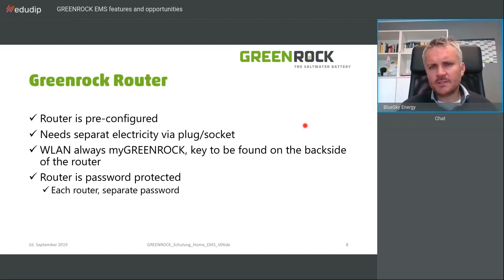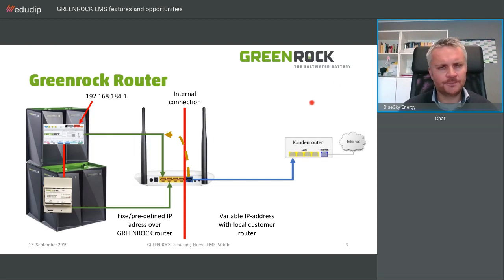With every EMS there comes the router. Why is that? Because the router is pre-configured. If there are any changes to local networks, like the customer changing their internet supplier, or changing their router or their Wi-Fi settings, our Greenrock is not impacted by that. So it makes it a more robust topic, and our router is coming pre-configured. It needs a separate electricity supply, so we need a socket or a plug. And the WLAN or Wi-Fi access code can be found on the back side of the router. Of course, each router for each customer is different for safety reasons.